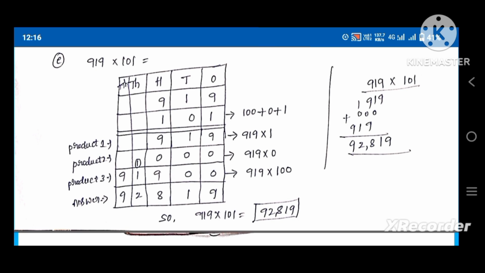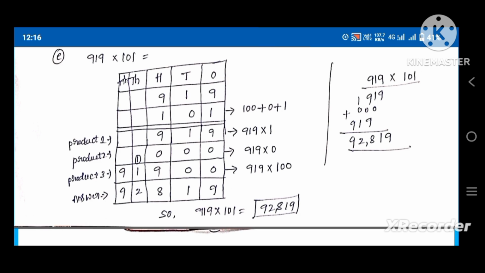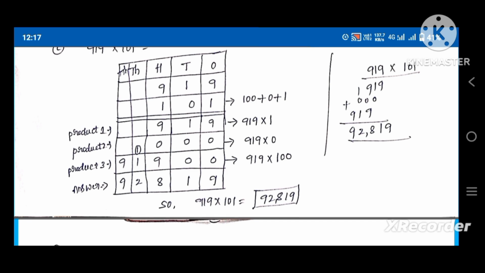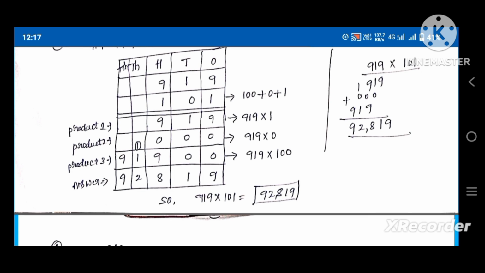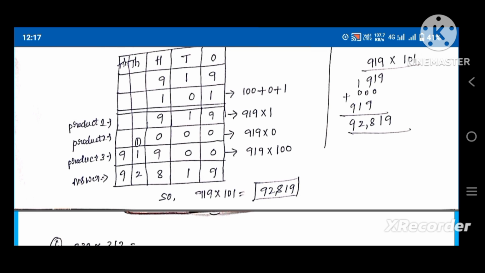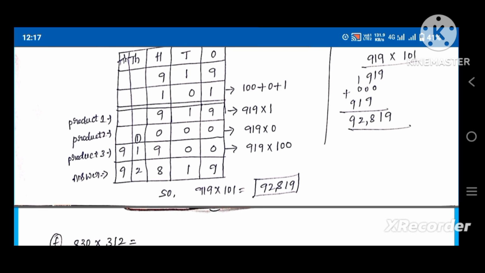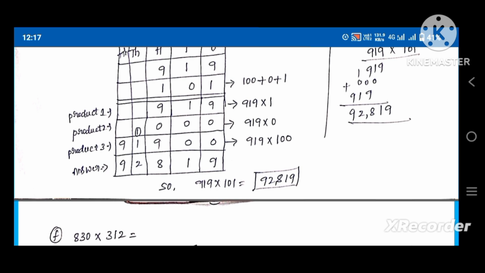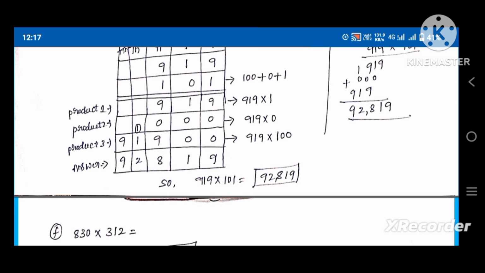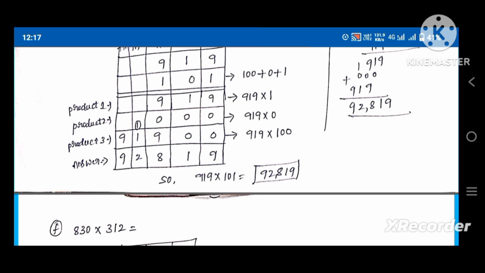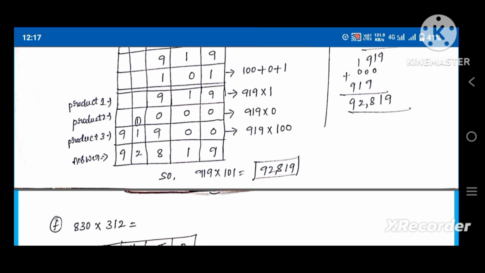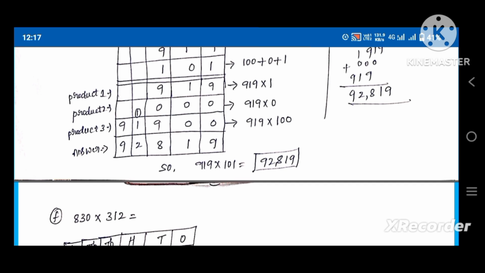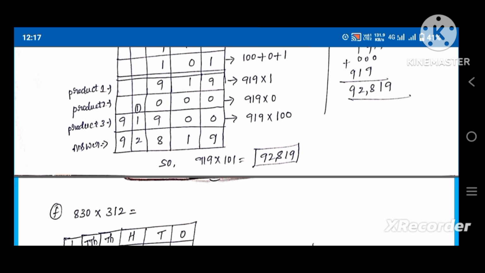Number E is 919 into 101. 919 is multiplied by 101. 101 means 100 plus 0 plus 1. Product 1 is 919 into 1 is 919. Product 2 is 919 into 0 is 0. Product 3 is 919 into 100 is 91,900. Add the three products and get the answer 92,819.